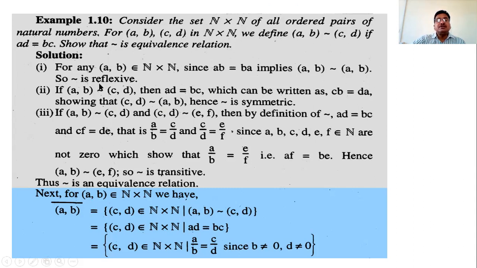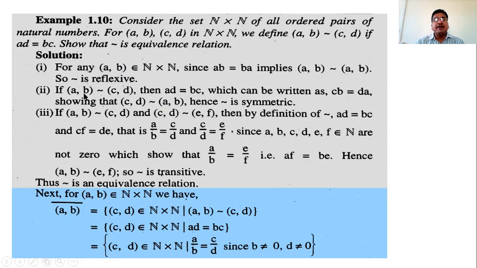And therefore the relation is reflexive, because every element of N cross N is related to itself. When every element of the set is related to itself, the relation is reflexive. And this element AB is related to AB, and therefore the relation is reflexive. The next condition is symmetric.